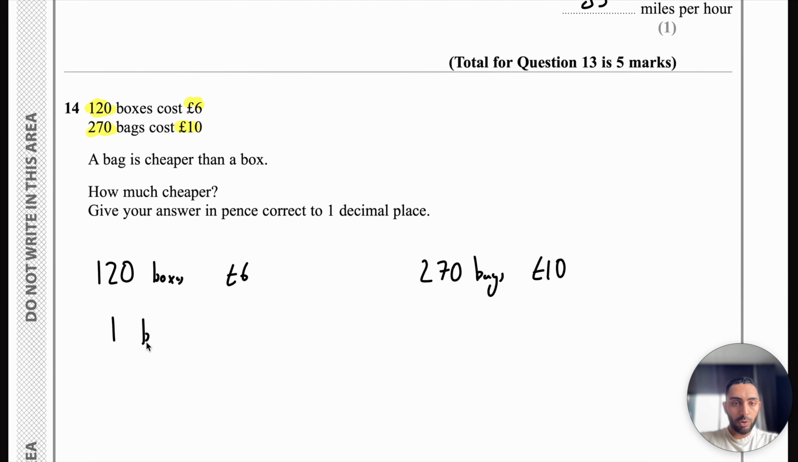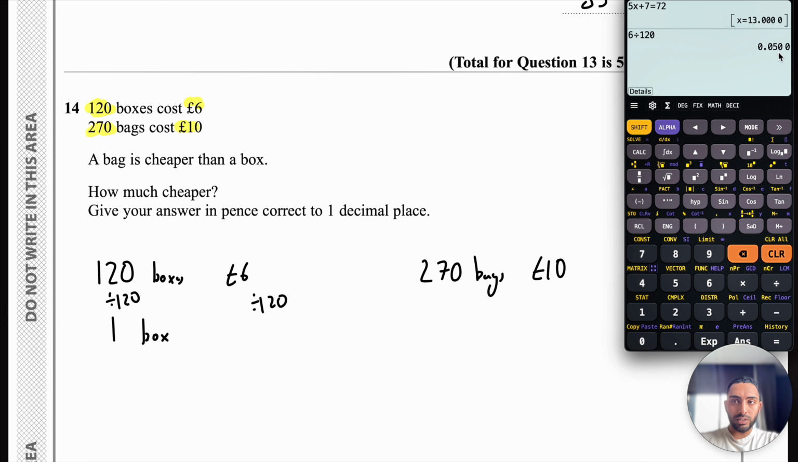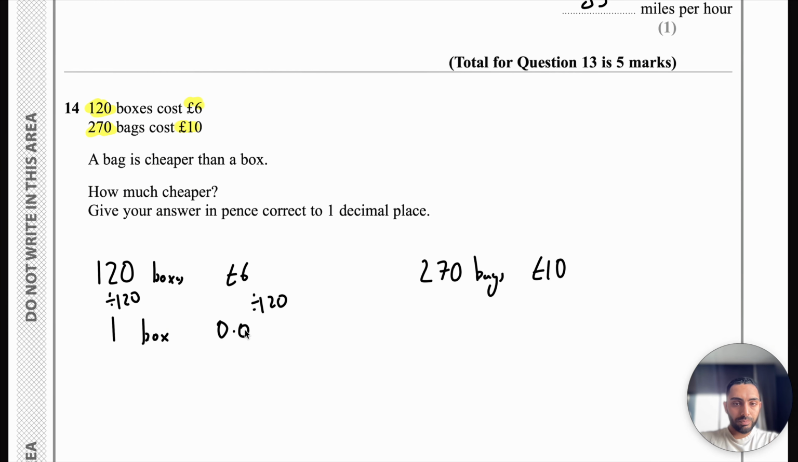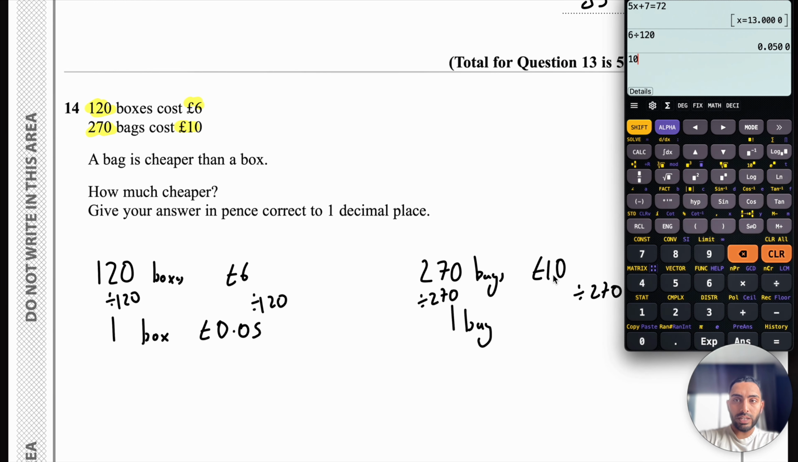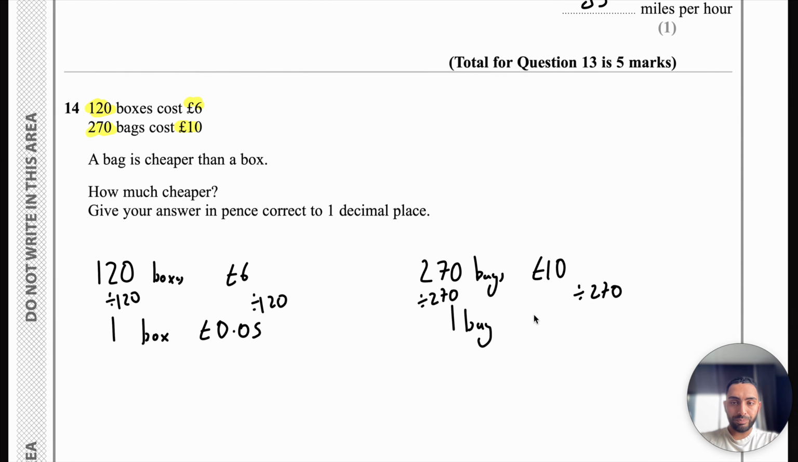If we want to find 1 box, on the left hand side, what have we divided by to get from 120 down to 1? We've divided by 120 there, so I'm going to divide by 120 there. On my calculator, I do 6 divided by 120, which gives me 0.05. And this is in pounds, so it's 5p. I'm going to do the same thing with this one. I'm trying to find out the price of 1 bag. On the left, I've divided by 270. On the right, I'm going to also divide by 270. So 10 divided by 270, which is 0.037.